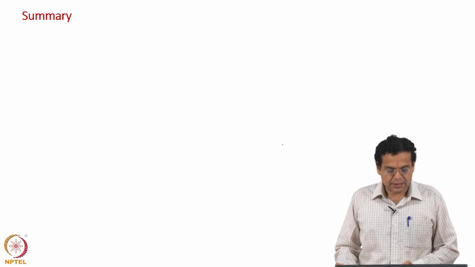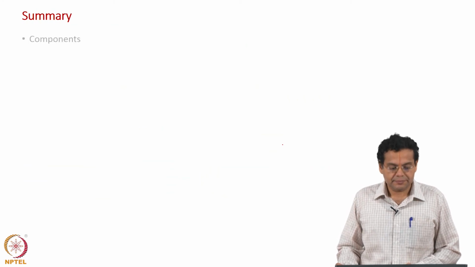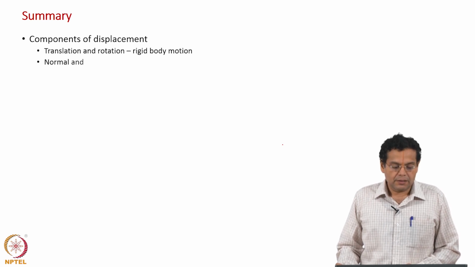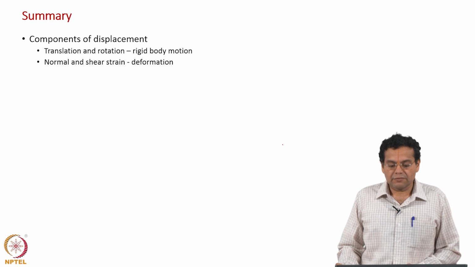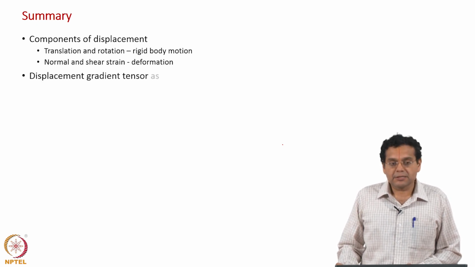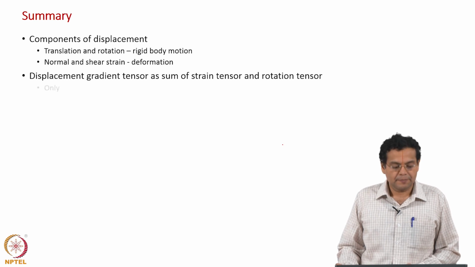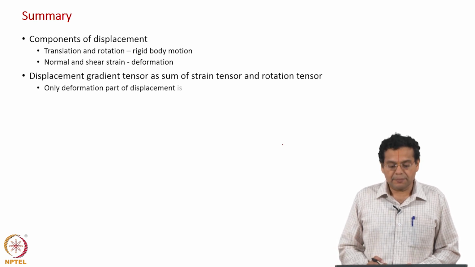So, let us summarize this part of the lecture alone. The components of displacement are translation and rotation, which you call rigid body motion, and normal and shear strain, which you call deformation. And the displacement gradient tensor we have seen as a sum of the strain tensor and the rotation tensor. Only the deformation part of displacement is related to stress.